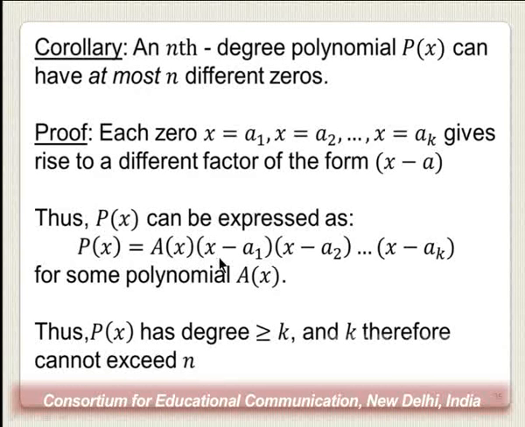So in that sense, I can write my polynomial p of x as q of x, which is some polynomial again, times x minus a1, because there's a zero at a1, so x minus a1 is a factor, times x minus a2 and so on till x minus a sub k. So clearly if I write the polynomial in this fashion, then the polynomial has a degree which is greater than or equal to k, if you look at this expression here. Also, because the polynomial is of degree n, clearly this k cannot exceed n. And in that sense, we say that a polynomial of degree n can have at most n different zeros.